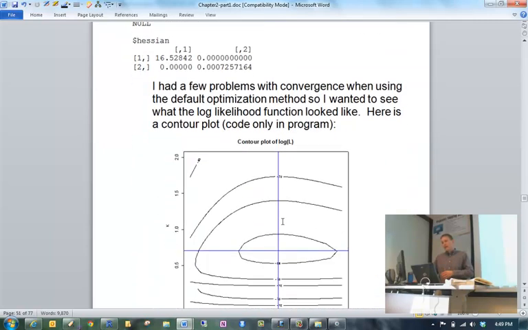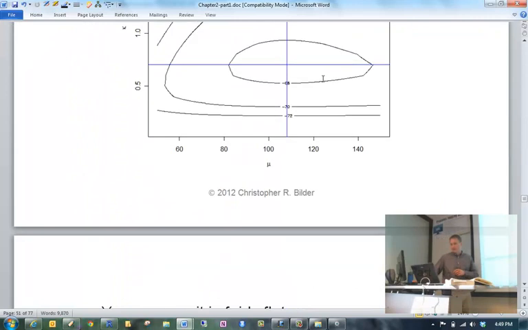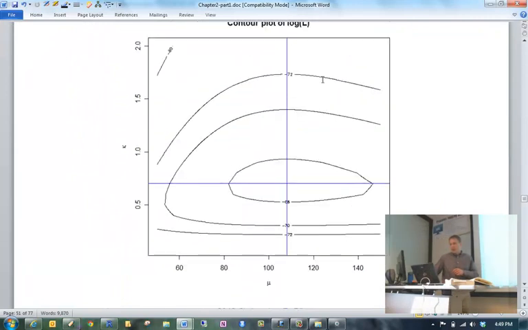But one little thing here, as I mentioned before, I have little problems with convergence. And so whenever you have problems with convergence, and especially when you just have a small number of parameters, what you can do is take a look at the likelihood function itself, or log likelihood function itself. So here's a contour plot of the log likelihood function. And the blue lines there correspond to what kappa hat and mu hat are. And we can see the surface, represented now in 2 dimensions in terms of the contour plot, is coming up to a point right here.